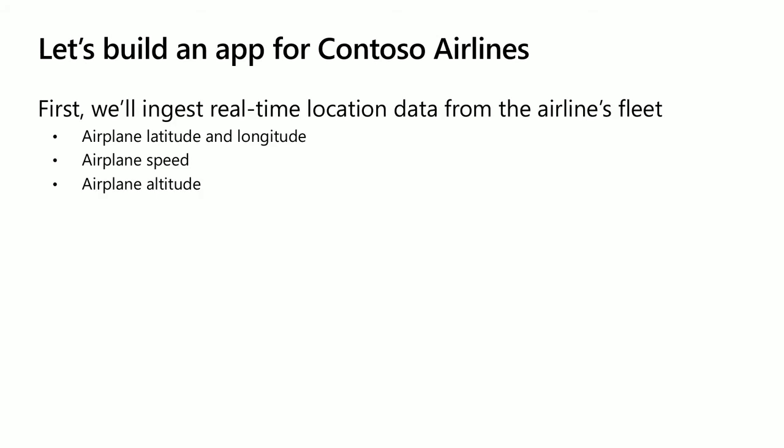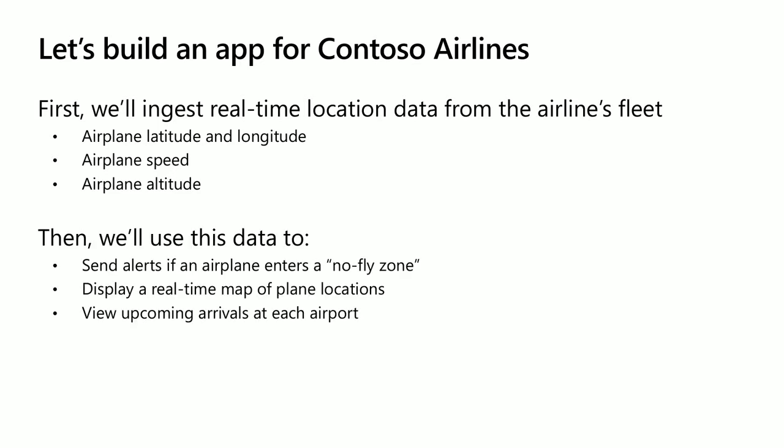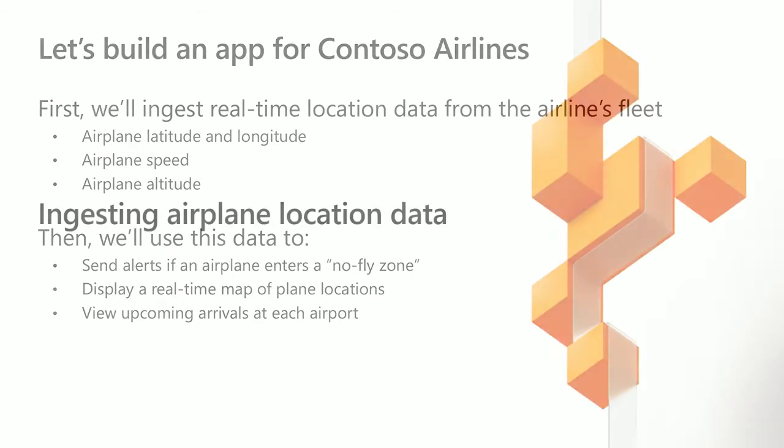We're going to build together, throughout this 45-minute session, a sample app for a made-up airline called Contoso Airlines. The first thing we'll do with our app is ingest data in real time. And we're going to ingest data for Contoso Airlines' fleet of airplanes. We're going to ingest their location data. So basically, a document that has a latitude, longitude, altitude, and things like that of the plane. Once we've ingested that data into Cosmos DB, we're going to use it to send alerts if a plane enters a no-fly zone, and then display a real-time map of plane locations and display an upcoming arrivals board for each airport to show the upcoming arrivals that are coming soon.